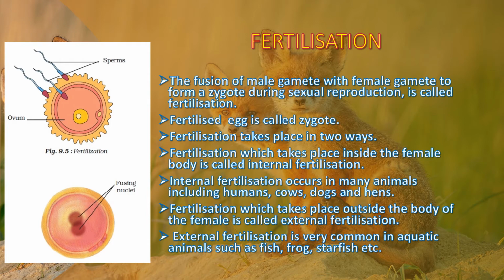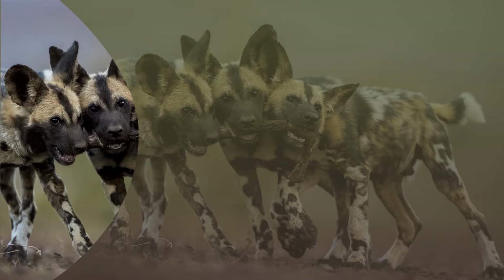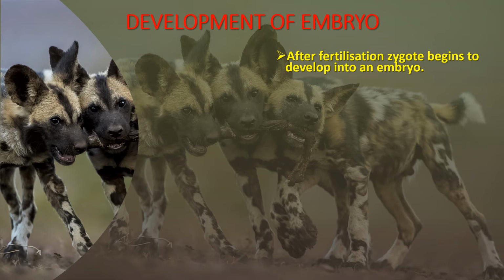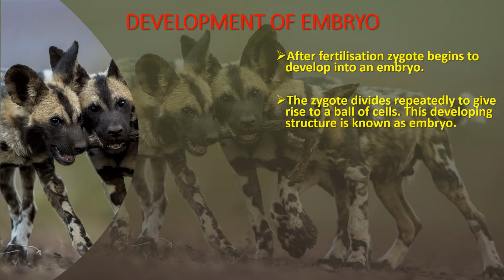Next, we have to study the development of embryo. After fertilization, the zygote begins to develop into an embryo. Already I told you the zygote is single celled. The single celled zygote divides repeatedly to make a ball of hundreds of cells, and this is called an embryo.